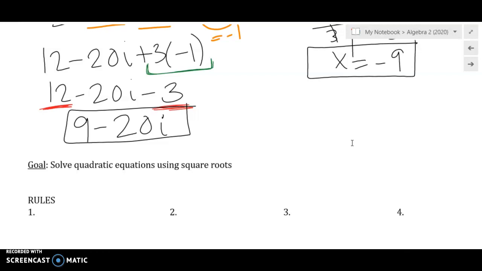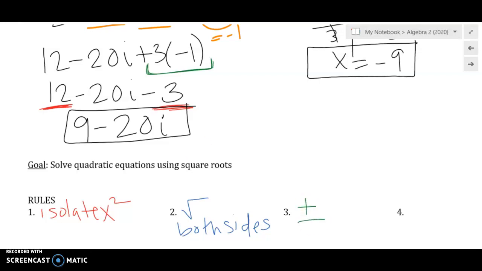I'm going to give you some rules, 4 basic rules to follow. I'm going to keep these short and simple. The first rule is to isolate x squared. The second rule is to square root both sides. And again, I'll show you in an example. The third rule is to put a plus or minus sign.